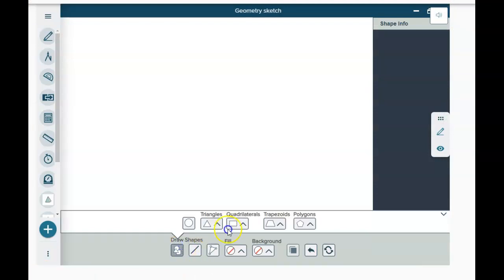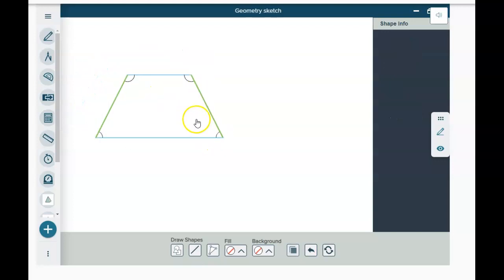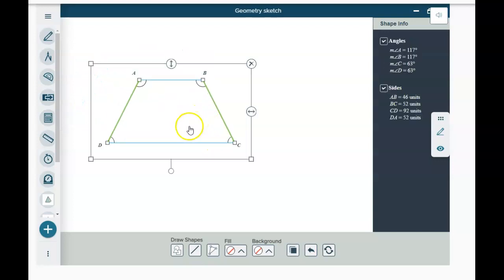One type is the trapezoid. Okay? Trapezoids are going to have at least one set of parallel sides. Now you'll notice these 2 sides right here, AD and BC, are not parallel, but these 2 sides that are in blue are parallel. At least one pair has to be parallel for it to be a trapezoid.